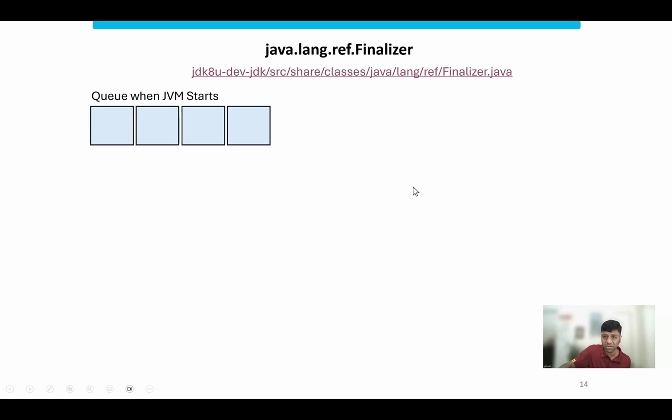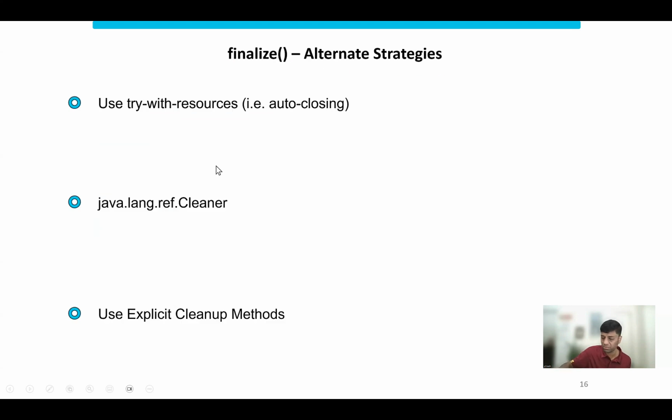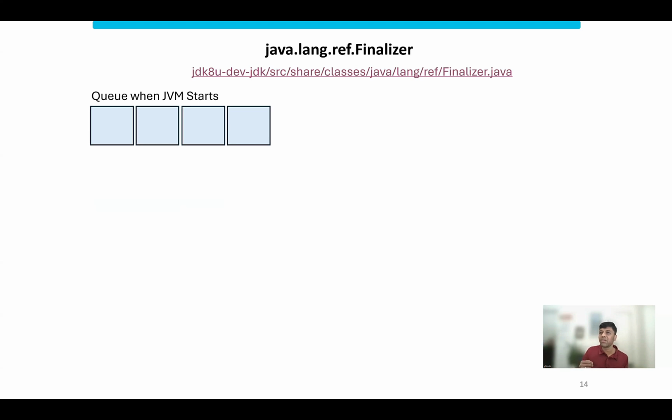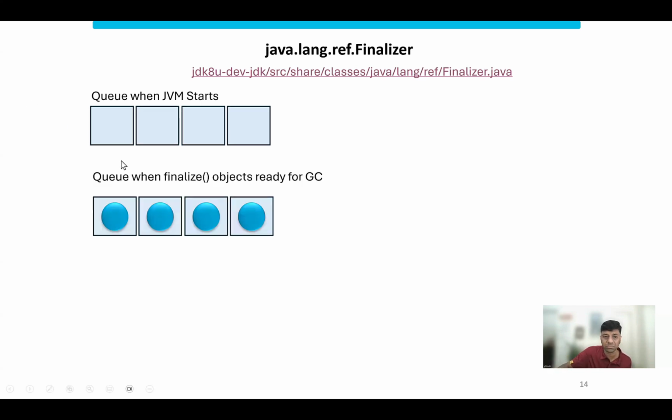But friends, look at this. Whenever you write an object which has a finalize method, so as a developer, I'm writing an object which has a finalize method, and if that object is ready for garbage collection, that object gets added to this in-memory queue.